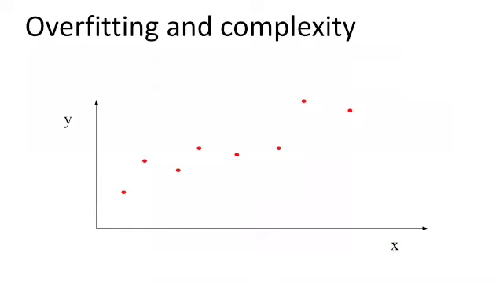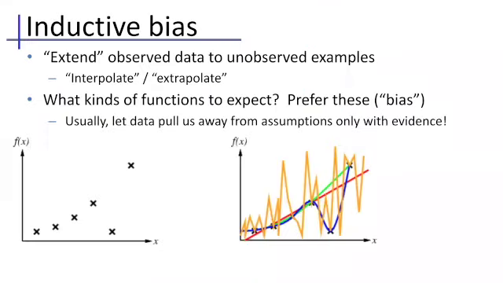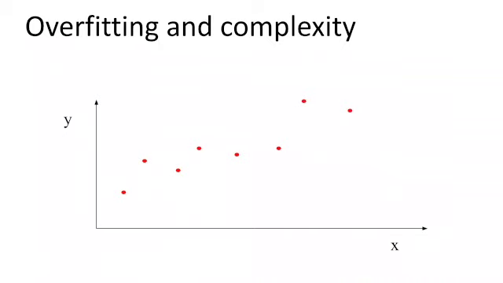This is the concept of the so-called inductive bias, the bias assumption you make in the models. You relate it to the concept of overfitting and complexity. And again, the example I give is similar to the previous example.